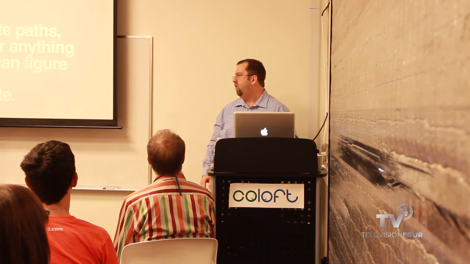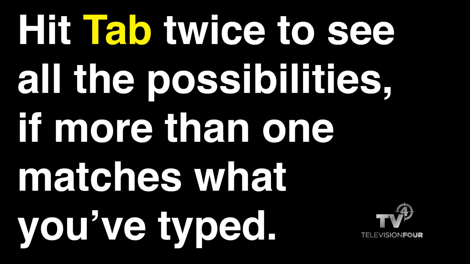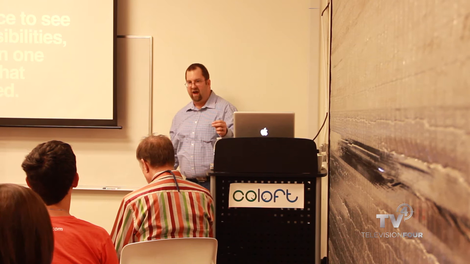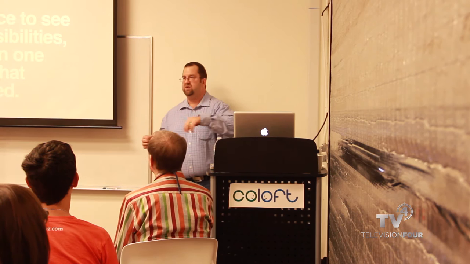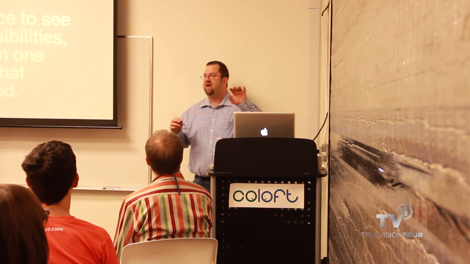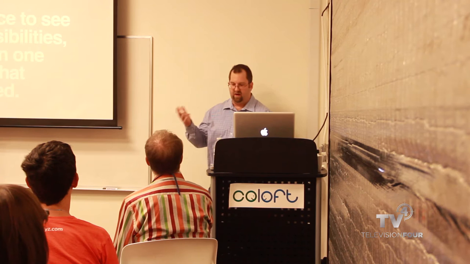Hit tab twice to see all the possibilities, if more than one matches what you've typed. So say you're in your home folder and you're on a Mac. You type cd space capital D and hit tab. Nothing happens because there's no unique match. Okay, you type O, so you've got cd space DO, you hit tab, nothing happens. You hit tab twice, it shows you Documents and Downloads. And then you type C and tab autocompletes Documents.